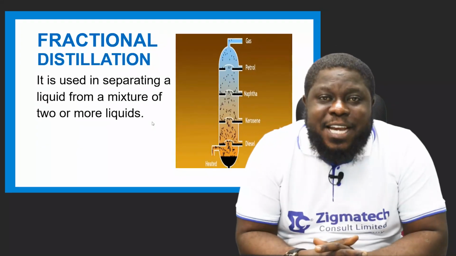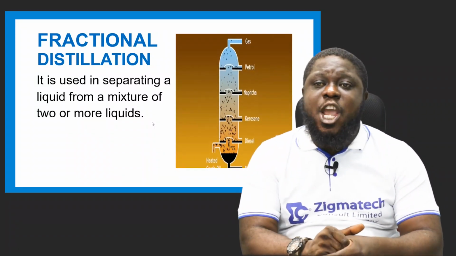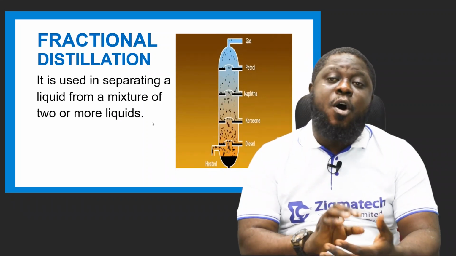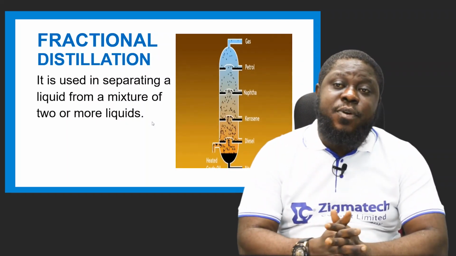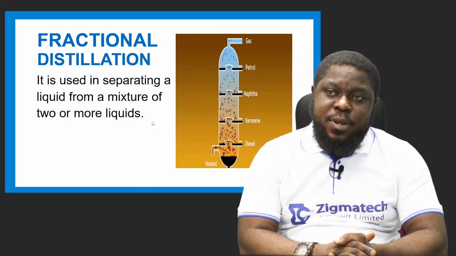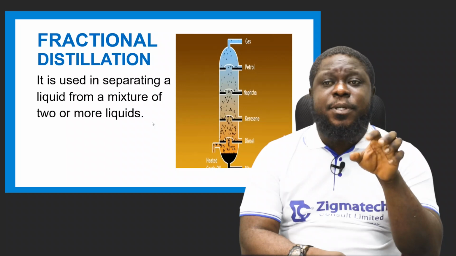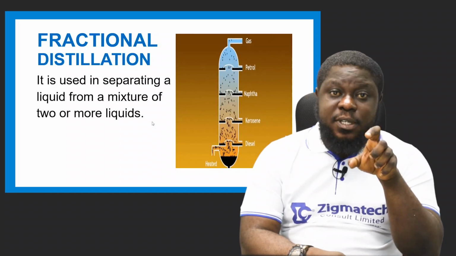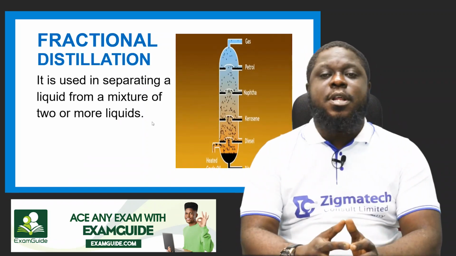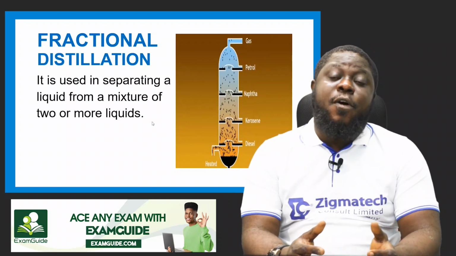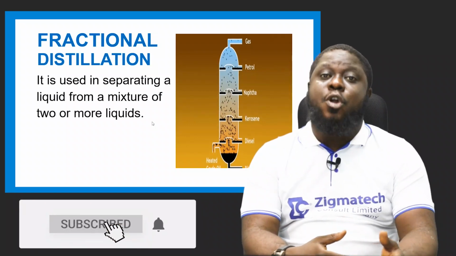Now the last one is fractional distillation. It is used in separating a liquid from a mixture of two or more liquids. Fractional distillation is the separation technique that is being used in the refineries. That's what they use in the separation of mixtures. That's what they use in giving us petroleum fractions, petroleum products.